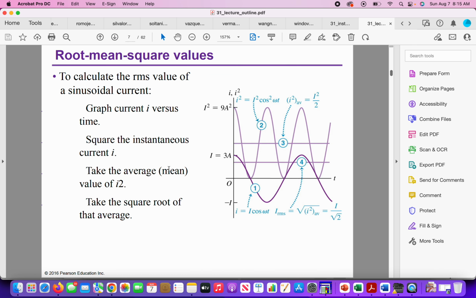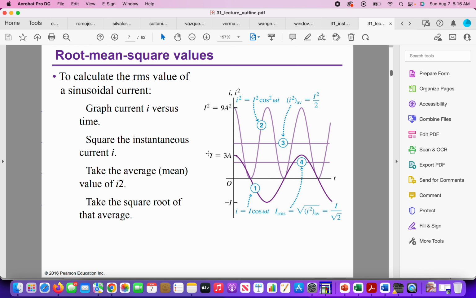Now, to calculate the RMS value of a sinusoidal current. The sinusoidal current keeps on changing, so it doesn't have just one value, and therefore we always need a kind of statistical value. It has to do with an average. We call it IRMS, and we will use it throughout this chapter. RMS stands for root mean square.